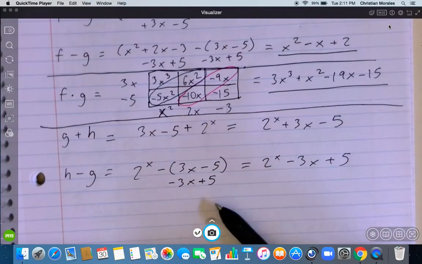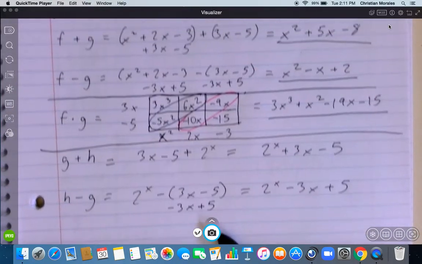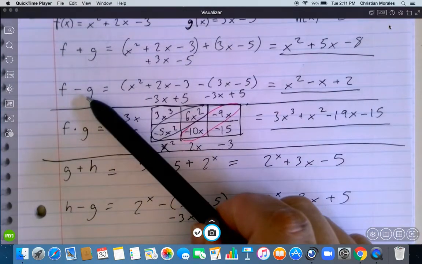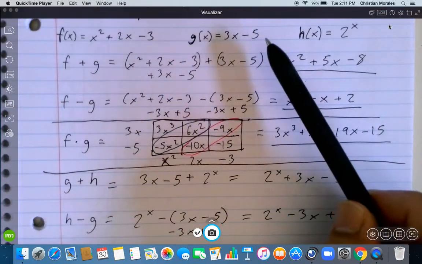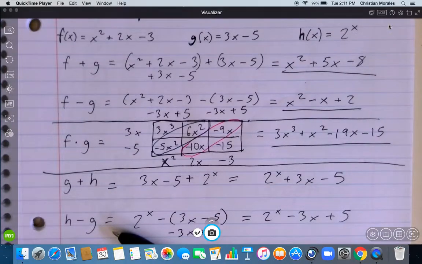Okay? And yeah, guys, that's basically it. So when you're doing it, just make sure you know what operation you're doing and which terms will be able to combine and which ones won't be able to combine. That's very important.